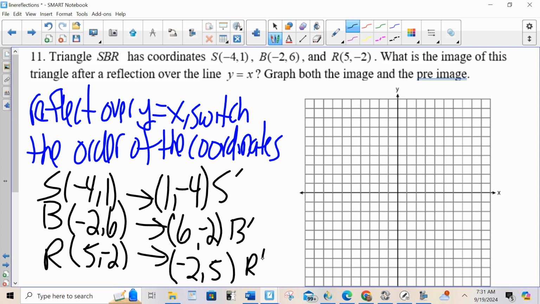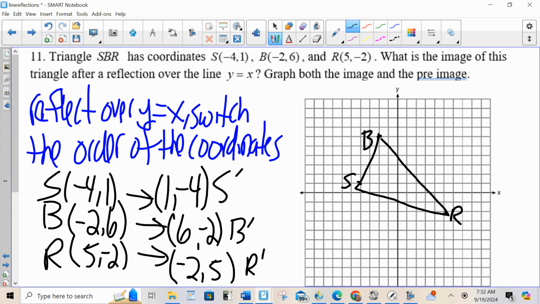It did ask me to graph it, so I guess I should quickly get them on the graph. S, B, R is 5, negative 2. And then S prime, B prime is 6, negative 2. And R prime is negative 2, 5.